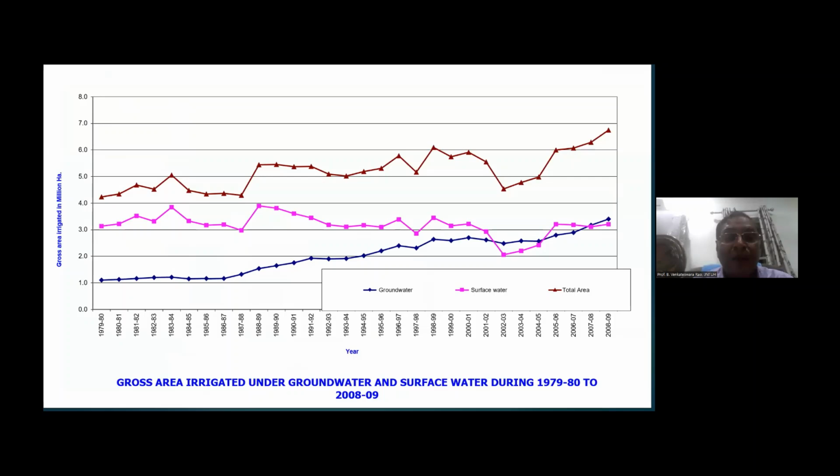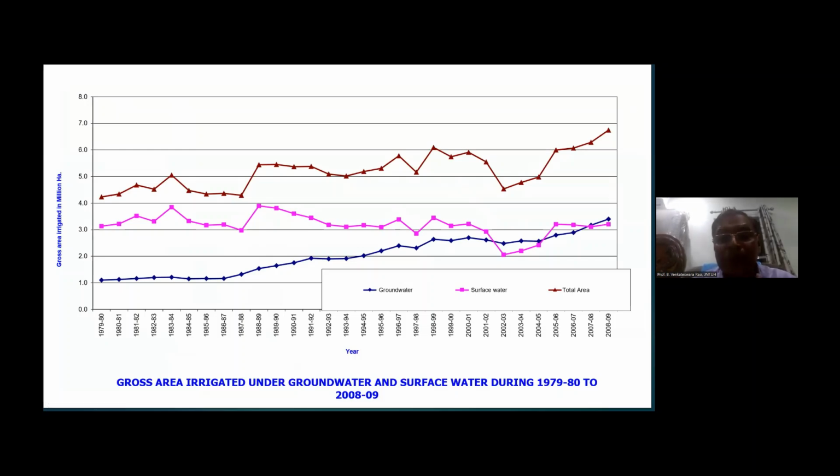So in my place where I am residing, Andhra Pradesh, and of course Telangana, all these put together, you can see the surface water utilization is almost stagnant for the last few decades, whereas groundwater utilization is increasing.